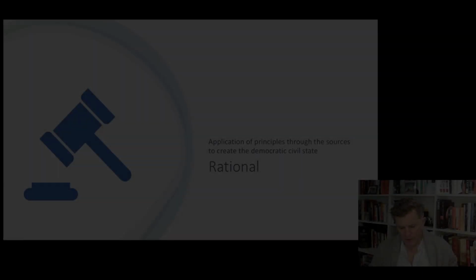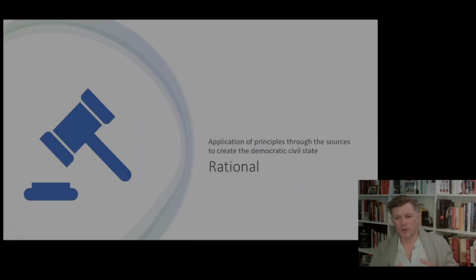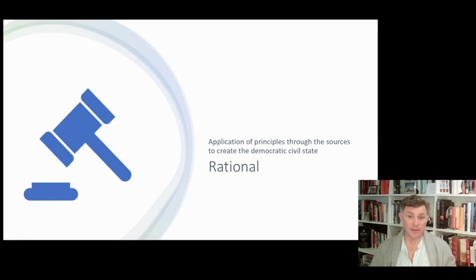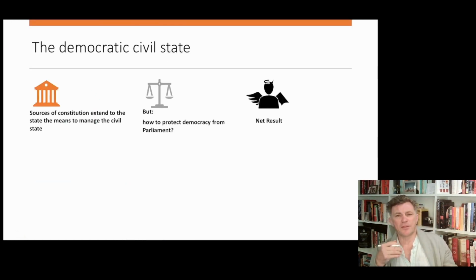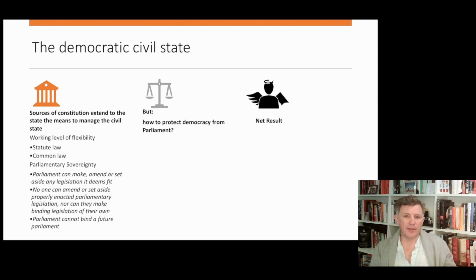We now look at the way in which the principles combine to give the state, our political masters, the means to manage the civil state through the sources, to be precise. The idea is that the sources of the Constitution, particularly statute law and common law, give the state the means to manage the civil state and to create a civil state that fits our democratic expectations and demands. And they do, in that the state has a working level of flexibility, if you like. They have the means to create legislation that reflects the times.